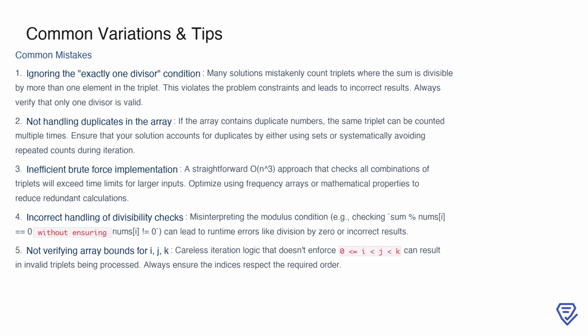Additionally, ensure your divisibility checks are correct. For example, directly checking if the sum modulo a number is 0 without confirming that the number isn't 0 can lead to runtime errors like division by 0.